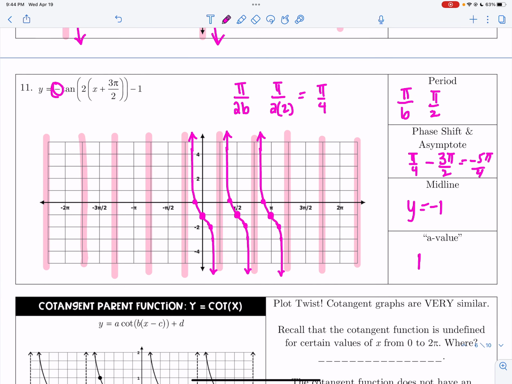Alrighty, in the next video, I'm going to show you how to graph cotangent, which is very, very, very similar, except we just have different asymptotes.